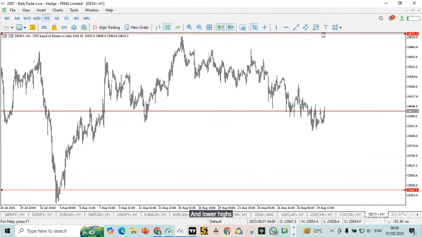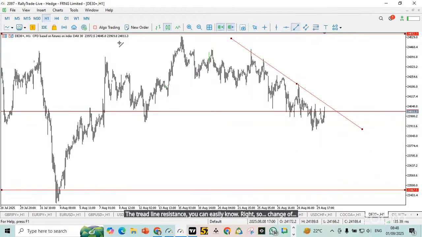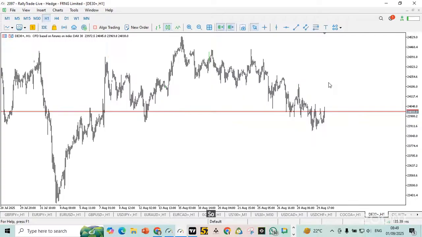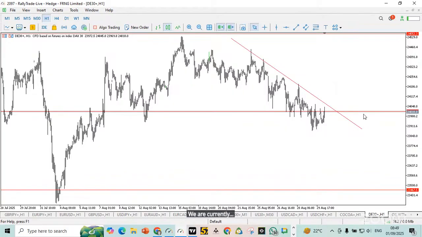Has it done any form of change of character? No. How do I know? Let's mark the trend line resistance. With the trend line resistance, you can easily know if price has done change of character. Just like something around here, you mark this and see if price breaks it. Because price hasn't broken the trend line resistance yet, trade what you see, not what you think. You're currently in a downtrend.